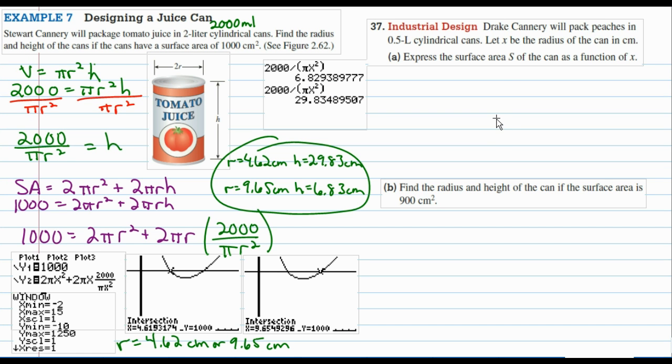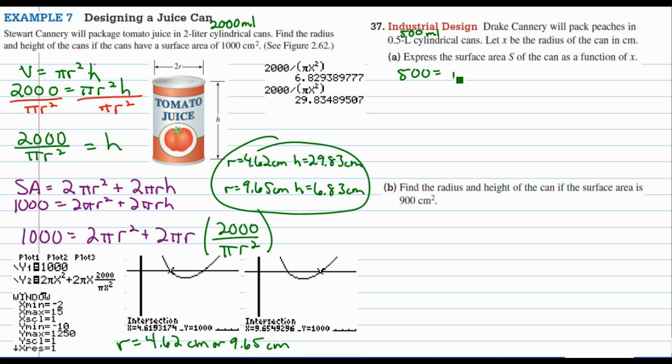The now try problem for example 7 is number 37. The Drake cannery will pack in a half-liter cylindrical can. As we discussed before, that would be 500 milliliters. Let x be the radius of the can in centimeters, not r this time. So I've got the volume of the can, 500, equals pi x squared times height.